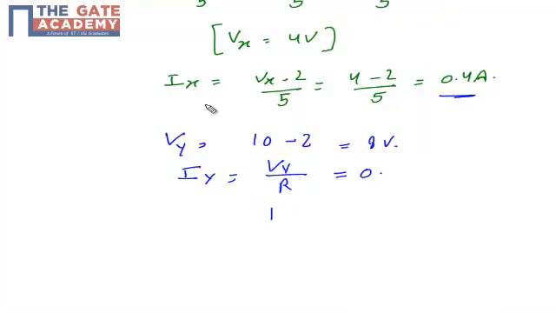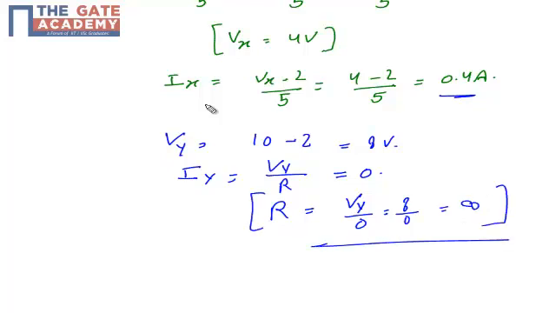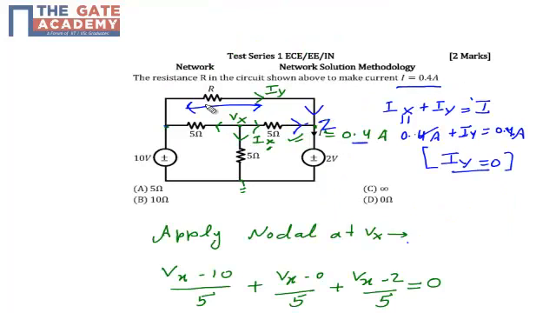So if I calculate R, my R will be Vy by 0, or 8 by 0, which is infinity. It means the value of my resistor R is infinity. You can see, friends, we have calculated the value of Ix, and I already know the current I. From this, I found that my Iy is 0.